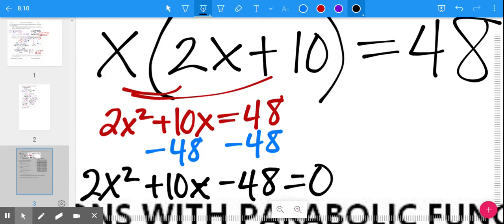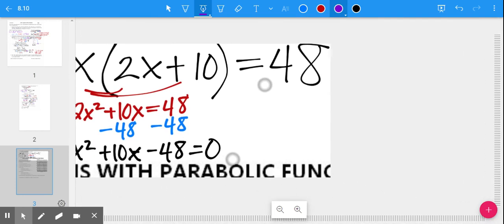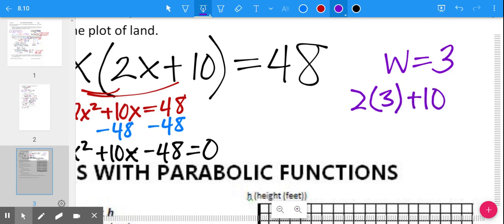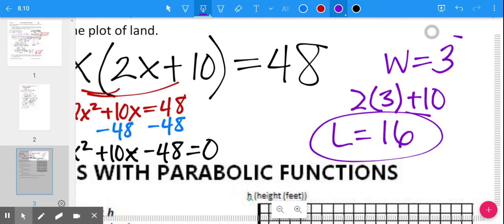So at this point, you can go ahead and use your quadratic formula, label A, B, and C, or you can complete the square, or you can factor in order to find the dimensions of this rectangle. So when you do that, you will get a width of 3. So to find your length, given a width of 3, we do 2 times 3 plus 10, and we get 16. So your width is 3, your length is 16.